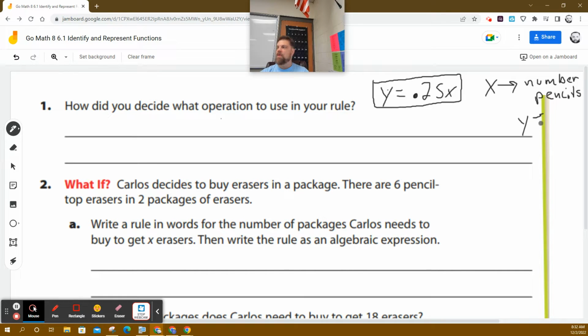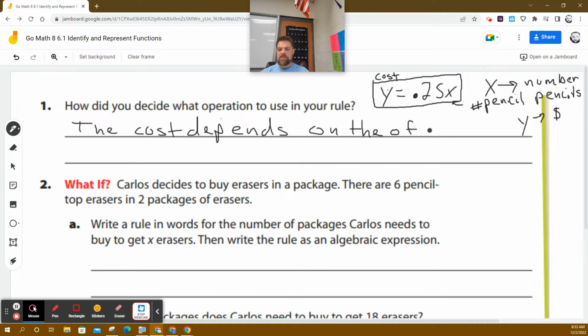So now, what does Y represent? Yeah, how much the cost is, right? So this is the total cost based on X, the number of pencils. And so how would I write that? Well, you could say the cost depends on the number of pencils.